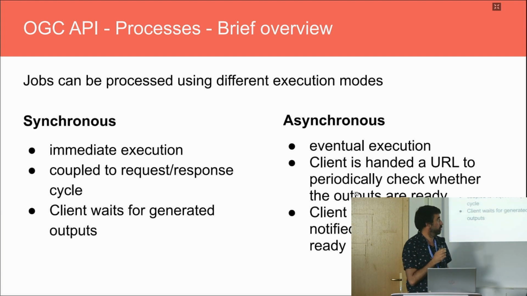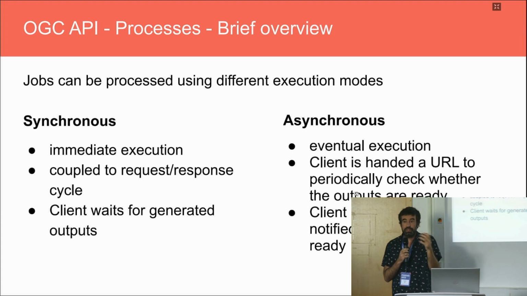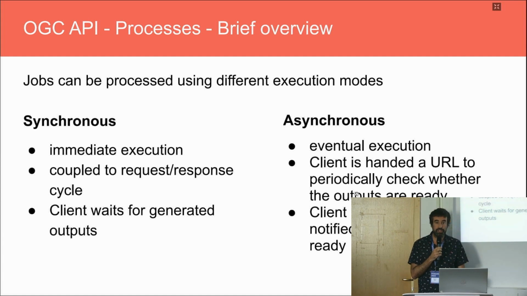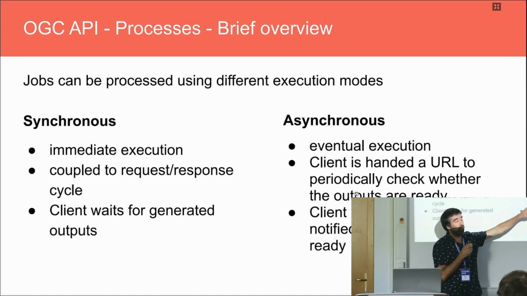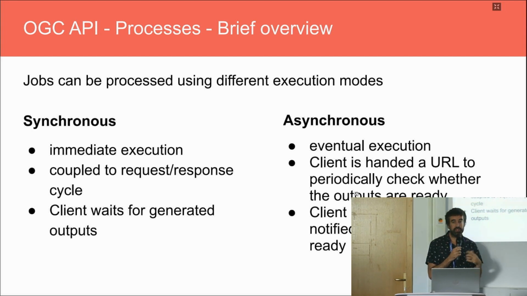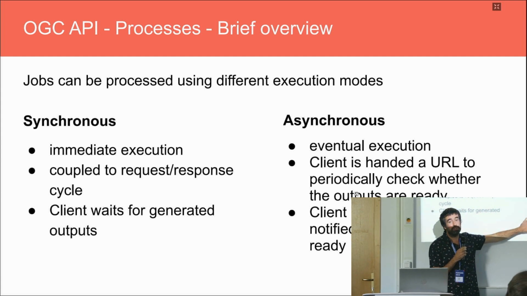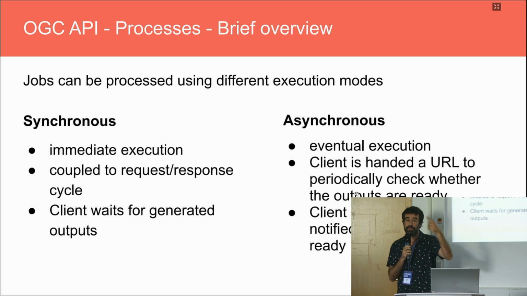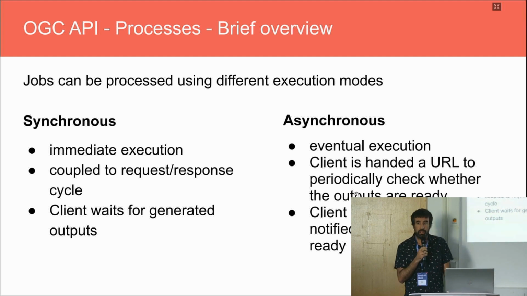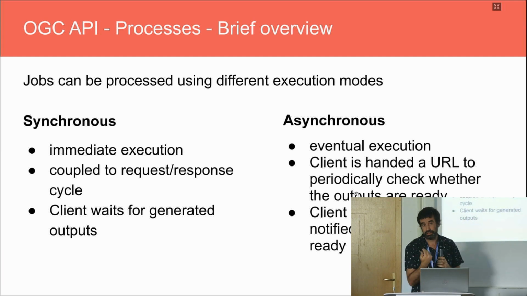The asynchronous mode signifies eventual execution. Whenever the server has available resources, it will fulfill the request, and it hands back a URL that the client can check later when they want to get the results, or just to see whether the processing is done yet. There is also a feature where, instead of polling the server to check on the results, you can ask to be notified when they are ready. I'm just putting in here some relevant parts of the standard.